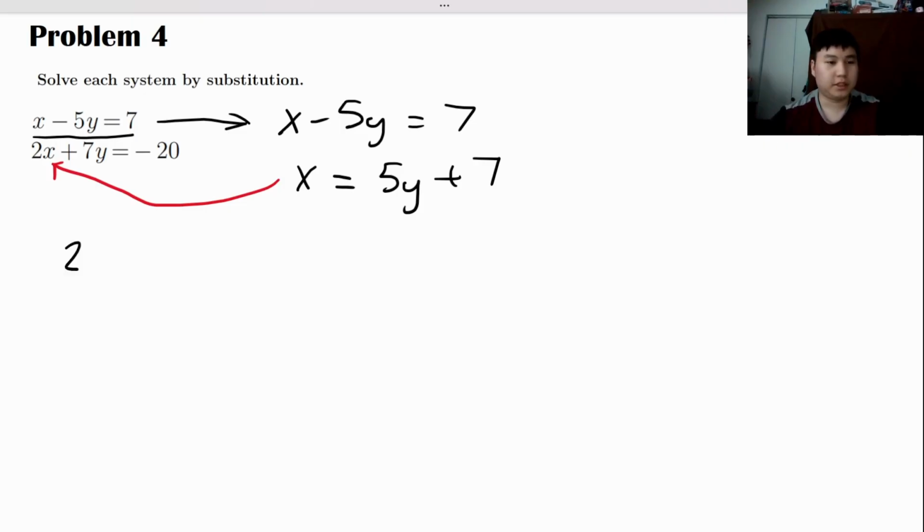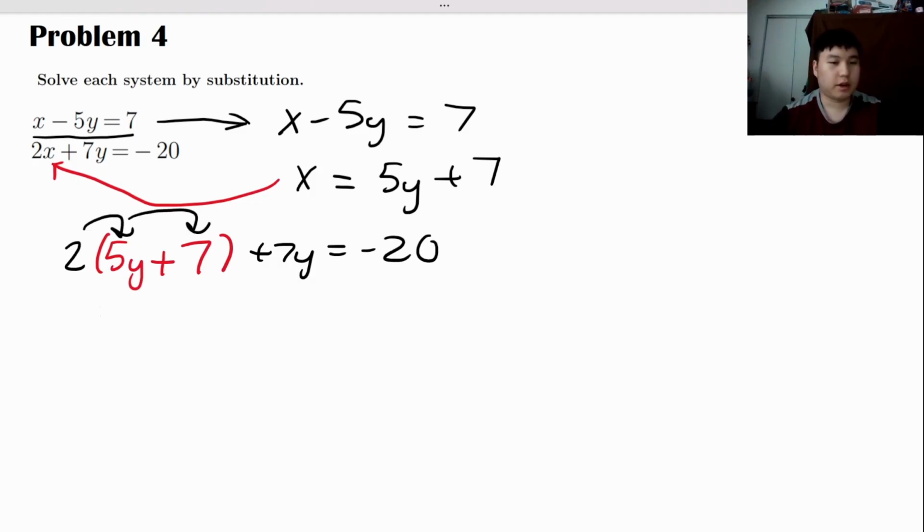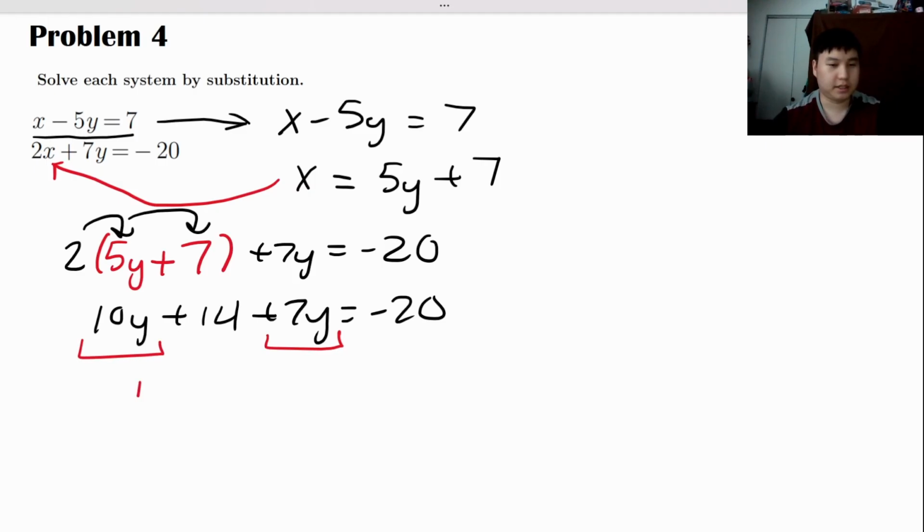Doing that gives me 2 times this big substitution, 5y plus 7, plus 7y equals negative 20. And now distribute 2. Now we get 10y plus 14 plus 7y equals negative 20. I have my common like terms right here. Doing that gives me 17y plus 14 equals negative 20.